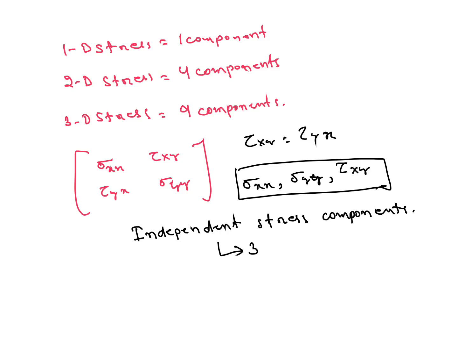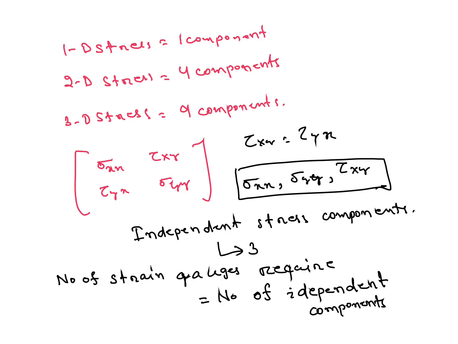One more thing is important here. Number of strain gauges required. It's equal to number of independent components. So for one dimensional, number of independent components is 1, which is equal to strain gauges required. So for 2D stress, strain gauges required are 3, and for 3D stress, number of strain gauges required are 6.